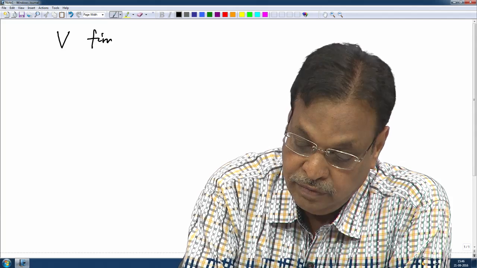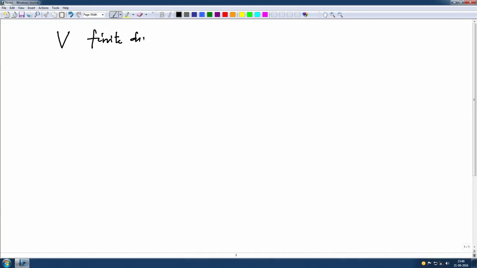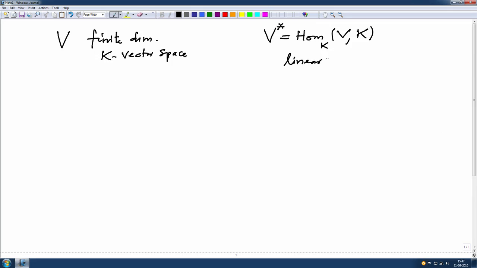So, V is a finite dimensional K vector space, and V star is the dual of V. This is Hom_K(V, K). The elements are K linear forms on V. So, they are linear maps from V to K.